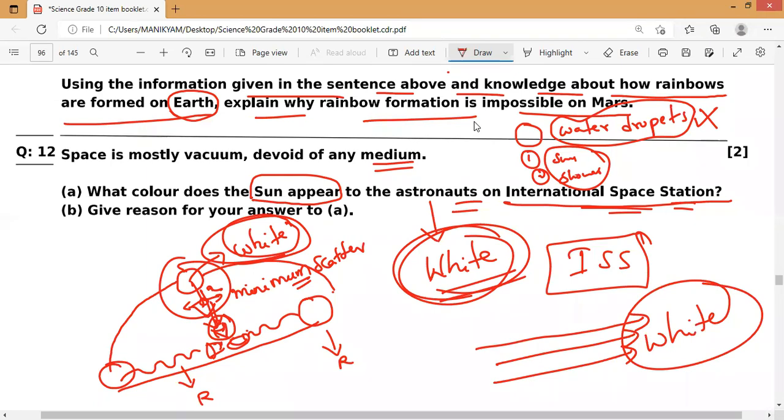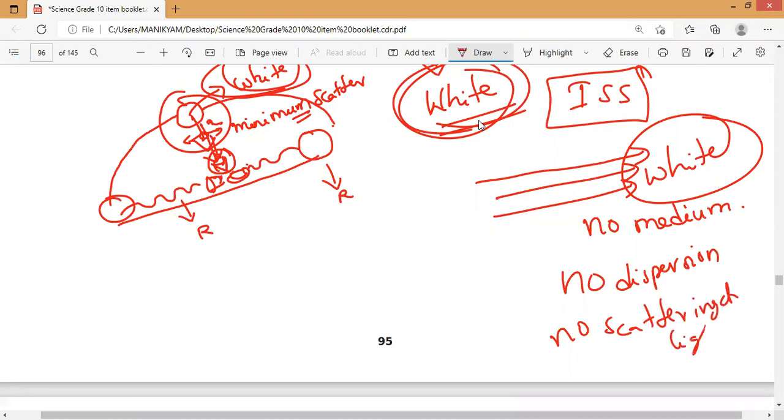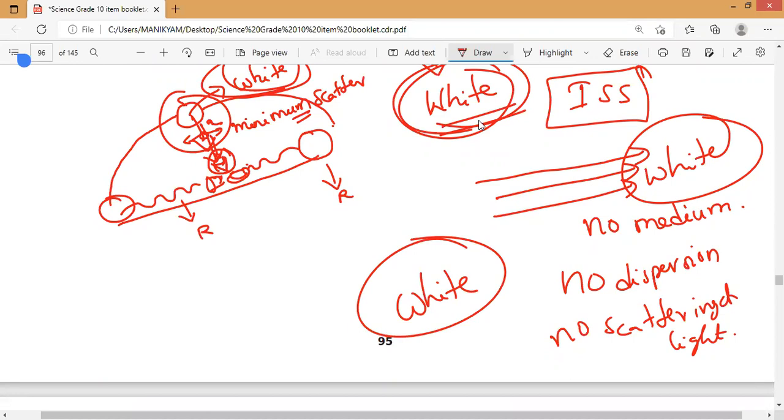Okay. So what is the reason? No medium, no dispersion of light, and next, no scattering of light. So what is happening? The sun appears to be what color? Everybody. White color.